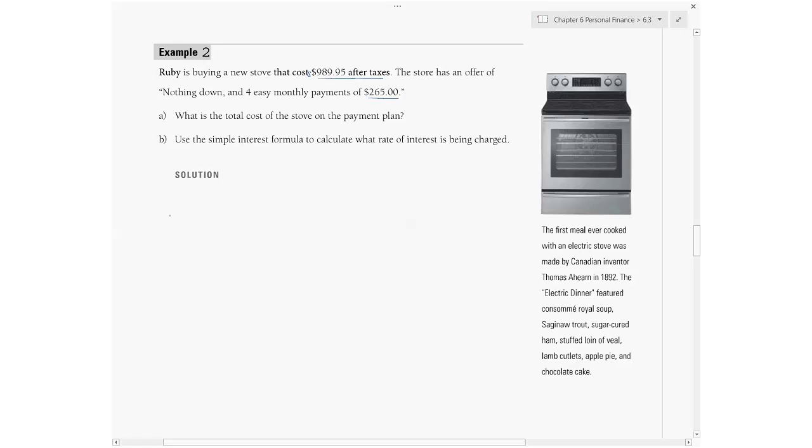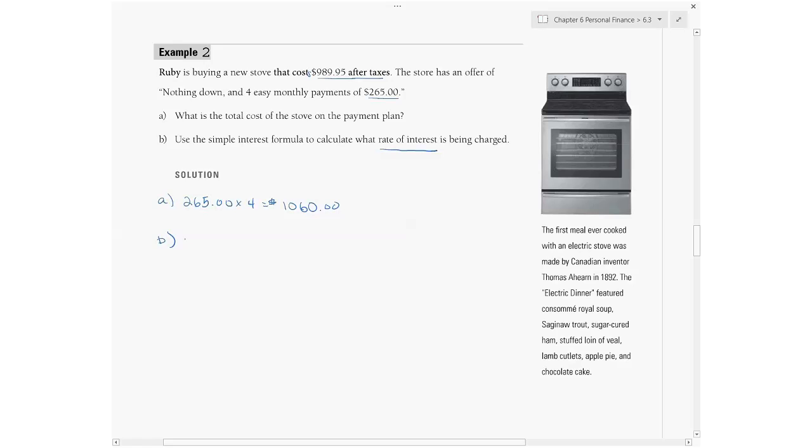So what is the total cost of the stove on the payment plan? Well, paying $265 4 times. So 265 times 4, that gives you $1,060. So that's the cost of the stove on the payment plan. Now we're going to use the simple interest formula to calculate what rate of interest is being charged. We've never seen one of these types of questions. We've never been asked what the rate of interest is, but let's look at it.